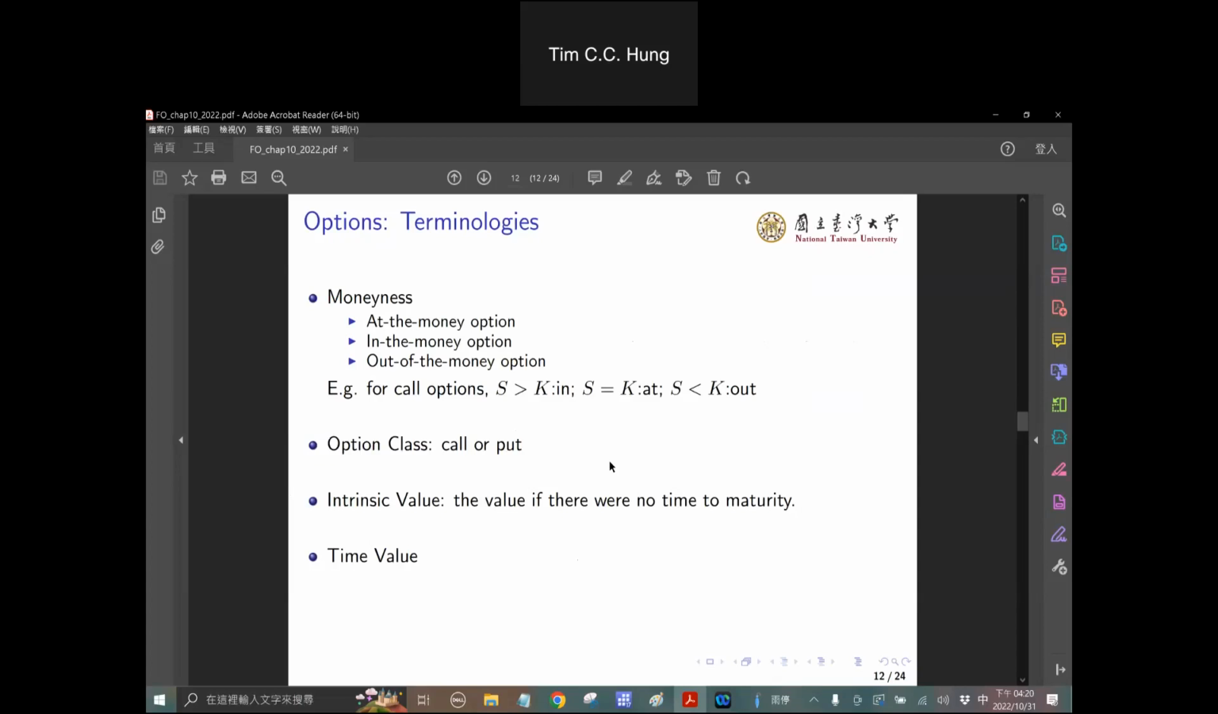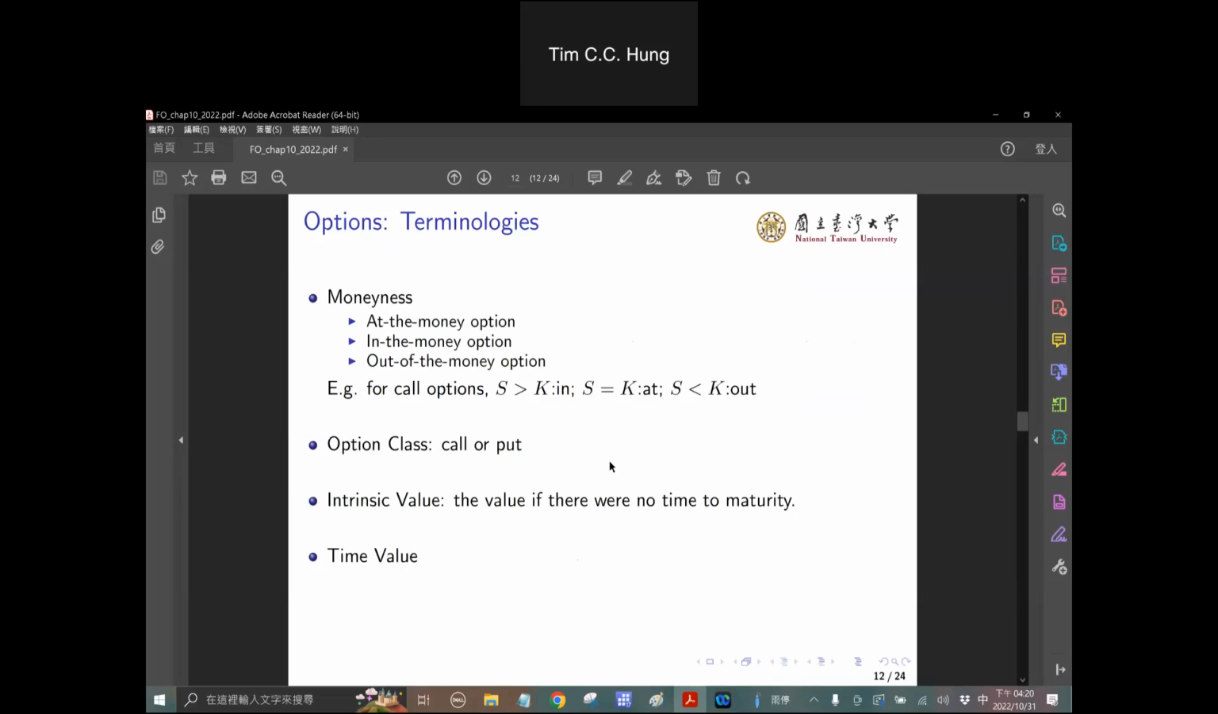Why is there something called a time value? It's basically because when you are holding these options, the time to maturity itself comes with some value. The fact that there's still some time before it matures gives the stock prices some room to fluctuate. There's a chance that you are going to experience very large gains, even though, symmetrically, you may also experience a scenario where the stock goes really bad.